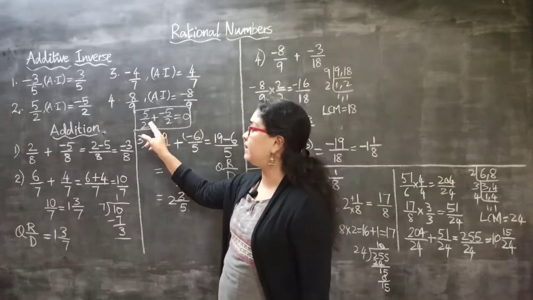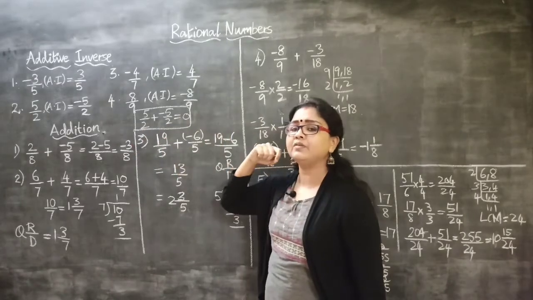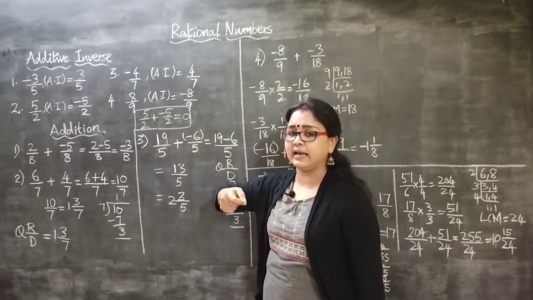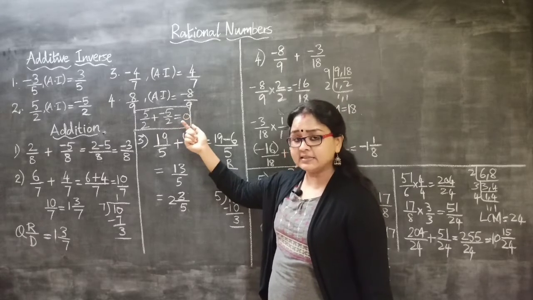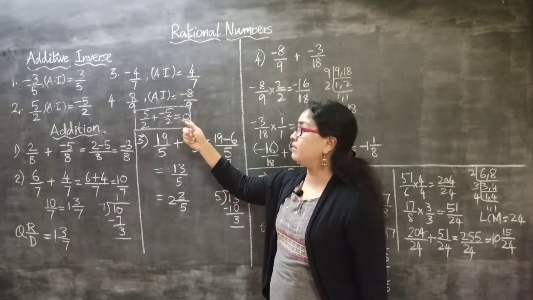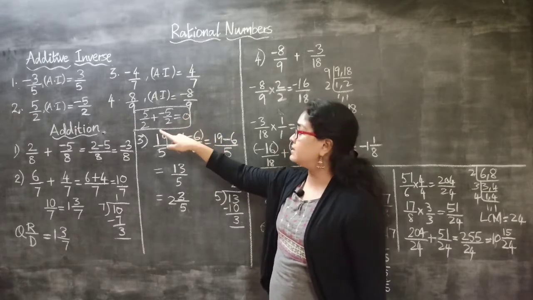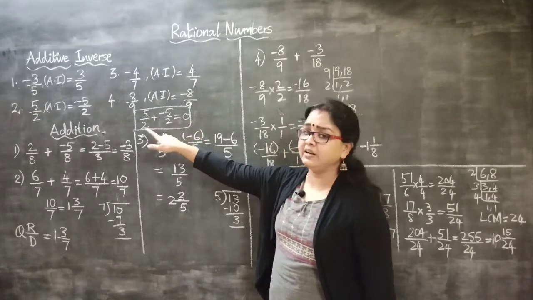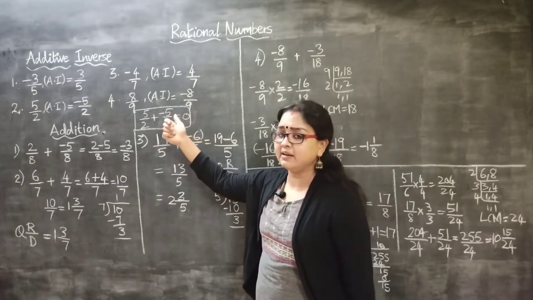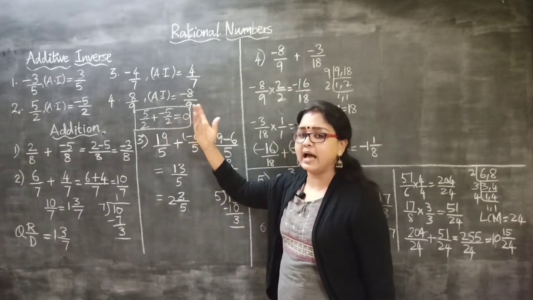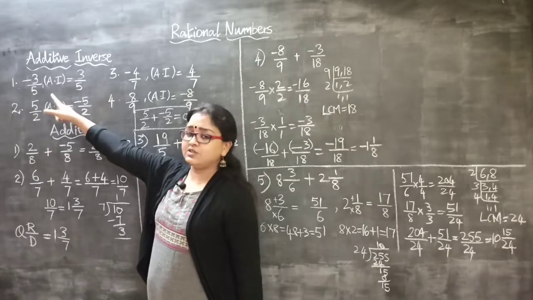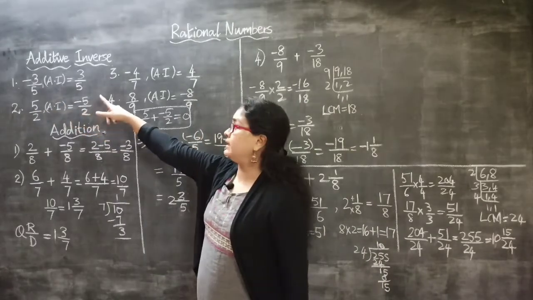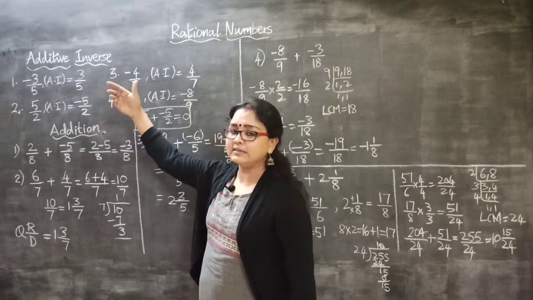So that means when we are adding the same number with the opposite sign, it always gives the answer 0. So that is why, if a positive number is given, we make it a negative number as its additive inverse. So the answer will be what? 0. So that is why here in the first question, minus 3 by 5, I made it 3 by 5. So that is the additive inverse.